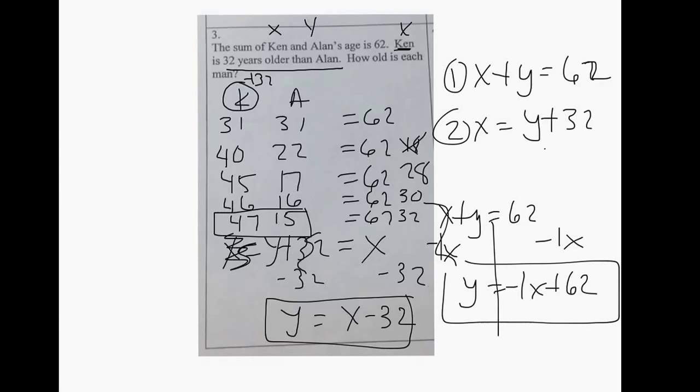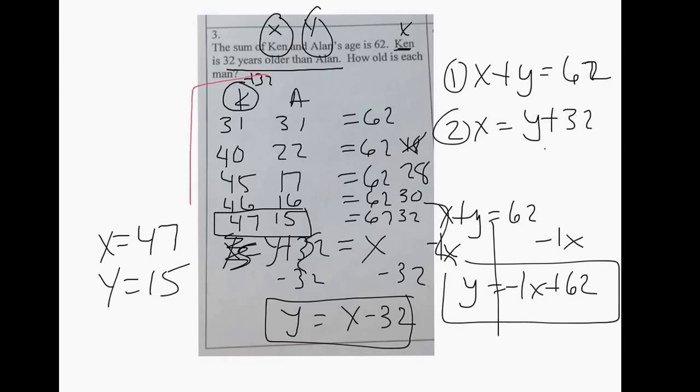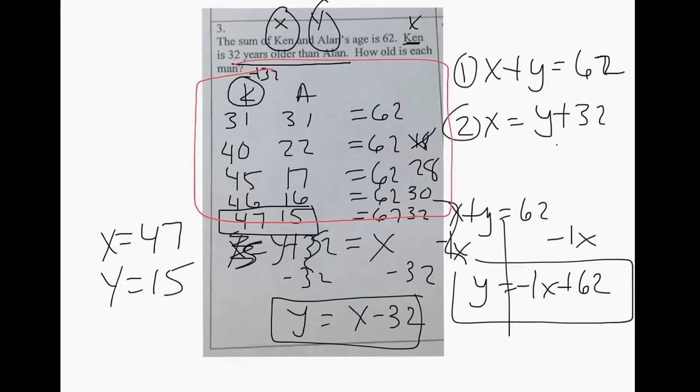Right? And when I did this on my calculator, I got x equals 47 and y equals 15. And if you go back up here, Ken was 47, Alan was 15. So just playing around with the numbers. This is the only work I did for guess and check. So all this other work was to get it into my calculator. So don't think the guess and check was really that long on this one, because it wasn't.